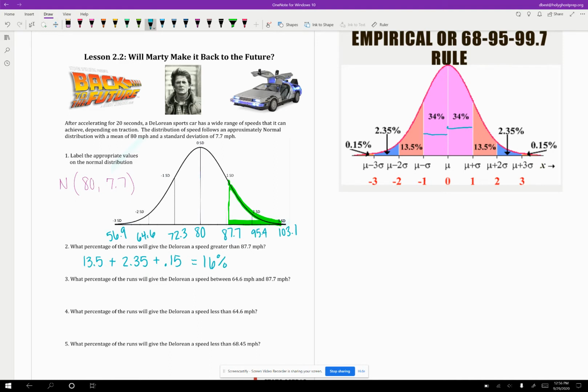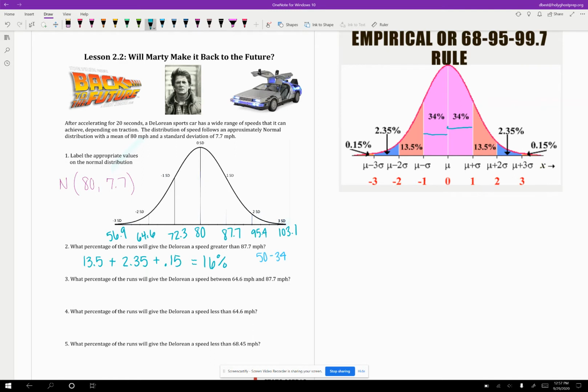We could have also thought about this in terms of, I know the entire bell curve is 100% of my data, and so half is obviously 50%. And so instead of adding all the percentages together, you could have done your 50% minus the 34%. That would be between 0 standard deviations and 1 standard deviation.